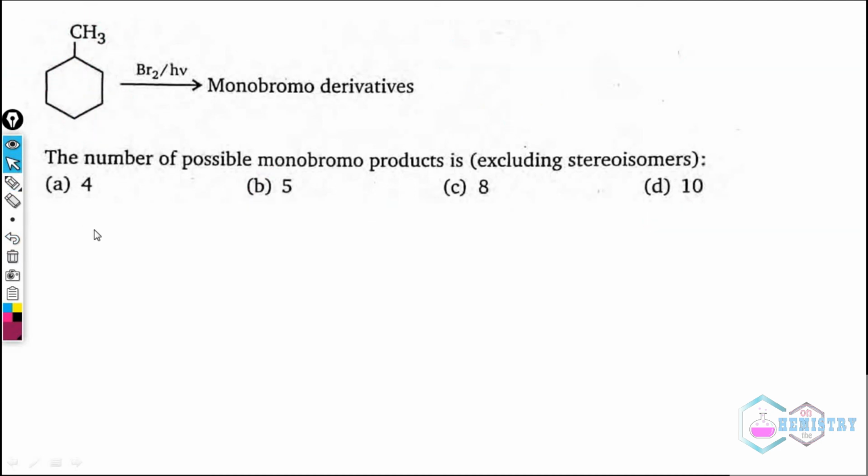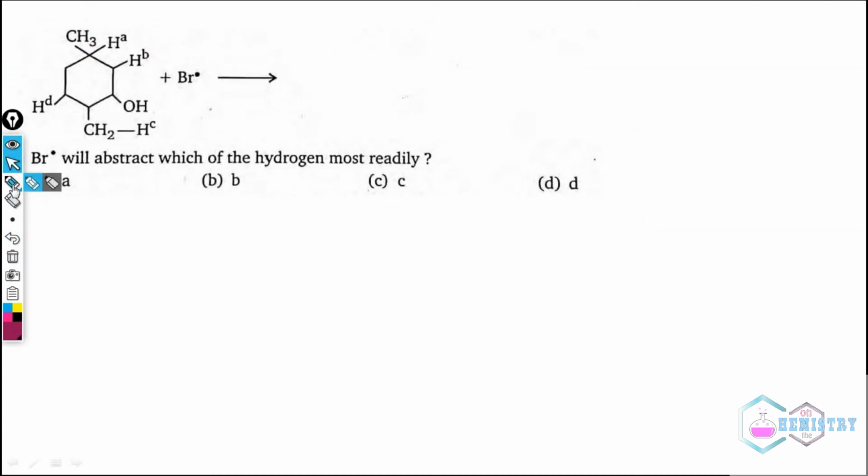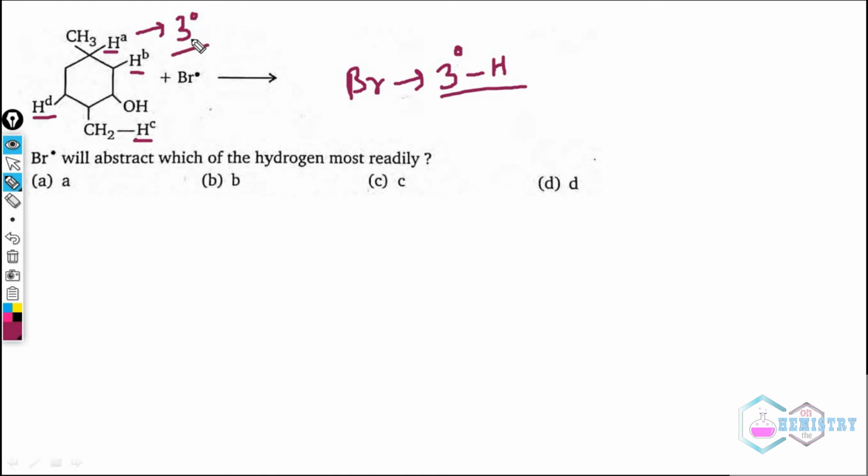Now the last problem is one that we have already discussed: which hydrogen will bromine abstract most readily? We already know that bromine will react with a 3-degree hydrogen. So here between HA, HB, HD and HC, only HA is the 3-degree hydrogen. So bromine will selectively react with this one. So A will be our answer.